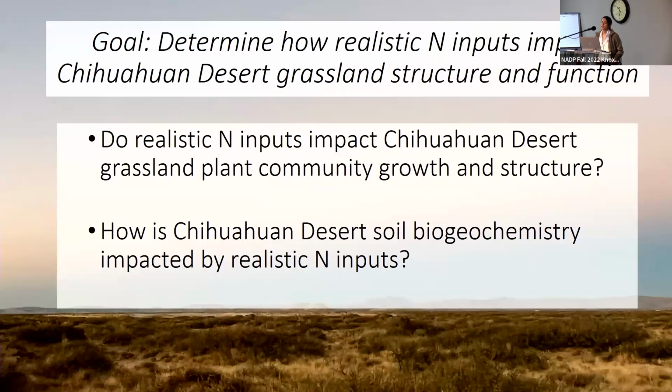So while we did not set out to do a nitrogen deposition climate change combination experiment, Mother Nature said otherwise. Nevertheless, the overarching goal of this research was to determine how realistic nitrogen inputs impact plant community structure and growth, as well as some biogeochemical factors in the Chihuahuan Desert grasslands of Carlsbad Caverns National Park.